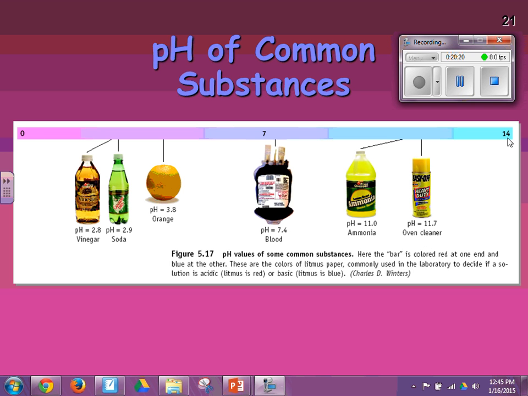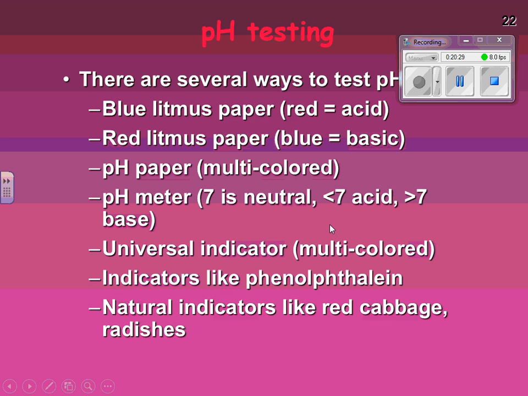Okay, so again, the pH scale: 14 is basic, 7 is neutral, 0 would be acidic, and anything less than 7 is acidic, anything more than that is basic. Okay, so pH testing is the last thing we'll talk about. Remember we talked earlier about the characteristics of acids: blue litmus paper will turn red, so that would be an acid. A red litmus paper turning blue, that is basic.